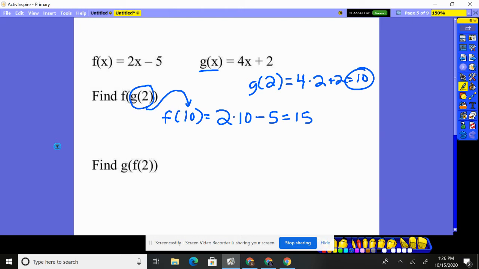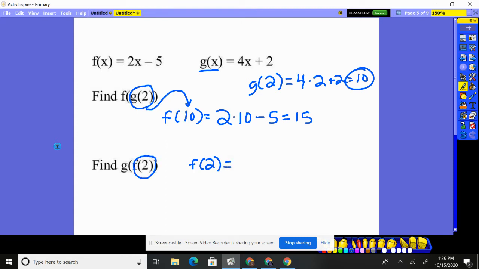Now, the next problem says do g of f of 2. So plug 2 into the f function first, get that answer, and then plug the answer into the g function. It's reversed. Now, will we get the same answer? No, we will not. You can, and if so, then it's a special thing. We say it's a one-to-one function, but we're not worried about that. Let's evaluate f of 2.